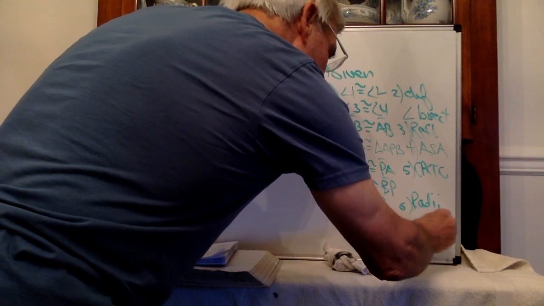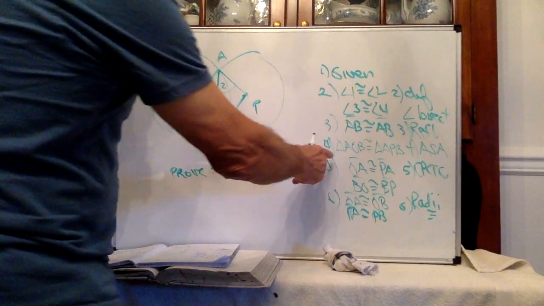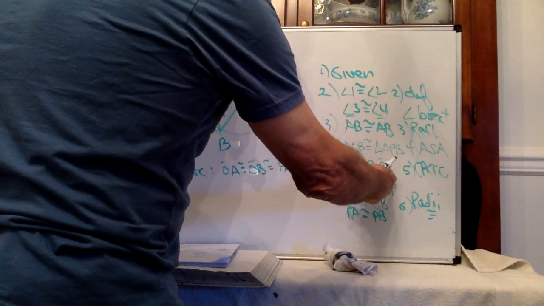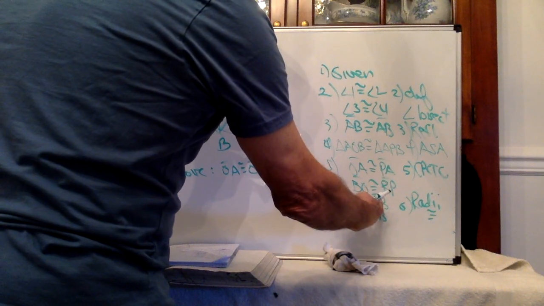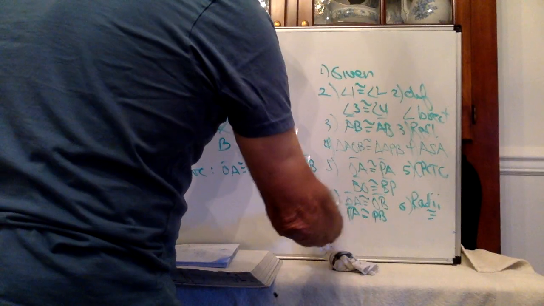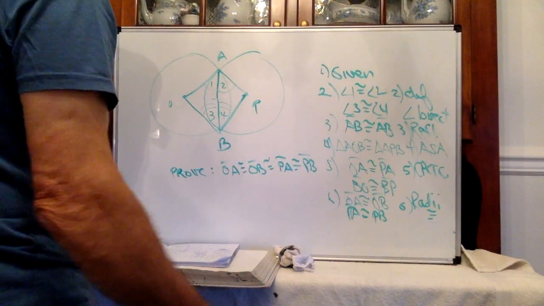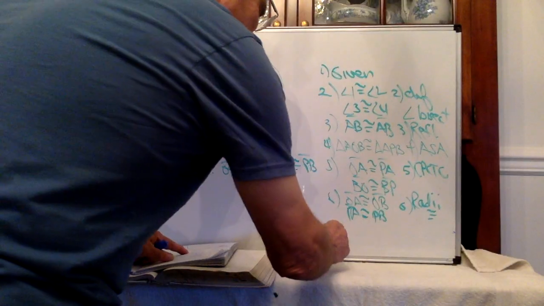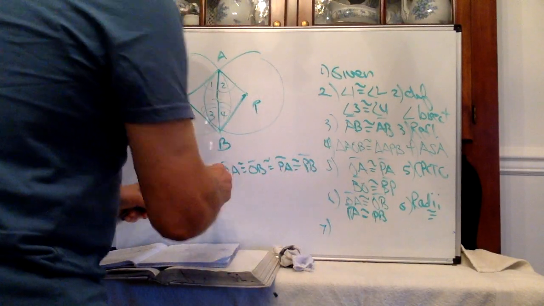Radii of a circle are congruent. Putting statements 5 and 6 together, I've got OA congruent to PA, but OA is also congruent to OB, or BO. BO is congruent to BP, BP and PB. All of them are congruent to one another, therefore, by transitive property or substitution, OA, OB, and you're done.